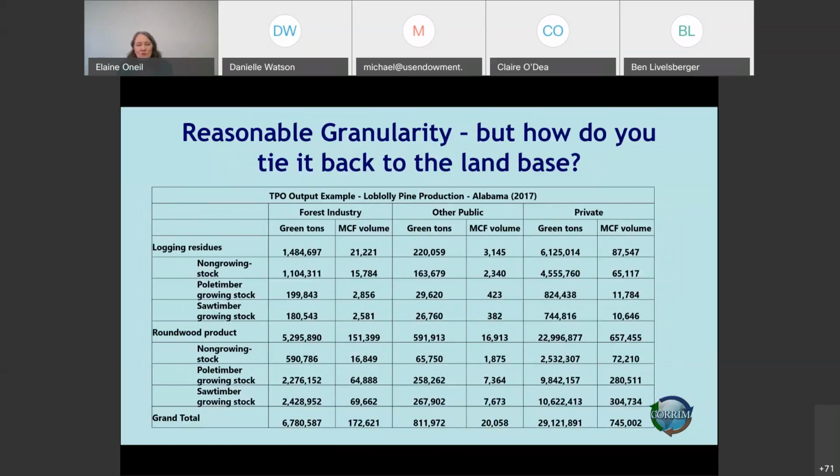But then I go to the TPO and what I get is something very different. Everything is lumped together. All that other public is lumped together. TPO at least separates the forest industry and private, but they do it in a way that's a little bit interesting. In the West, apparently, they ask that question during the surveys. In the East, they don't, so they have to go back and do some conversions and some calculations based on some other data to come up with some estimates of how much is forest industry and how much is private.